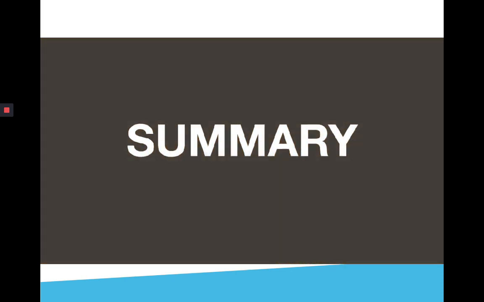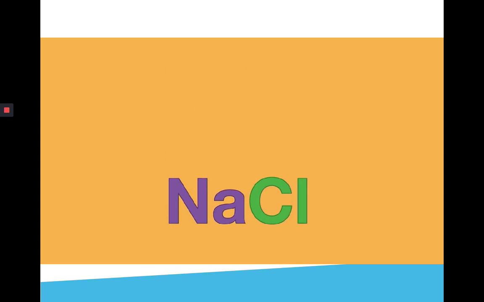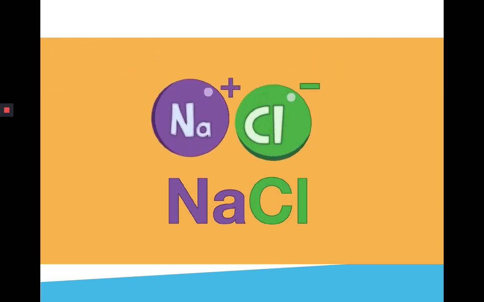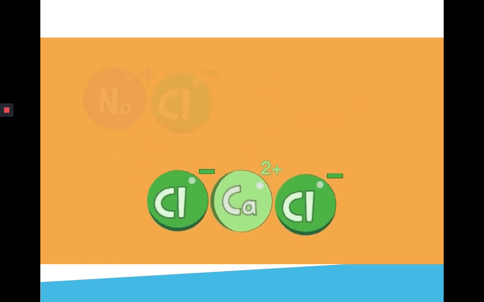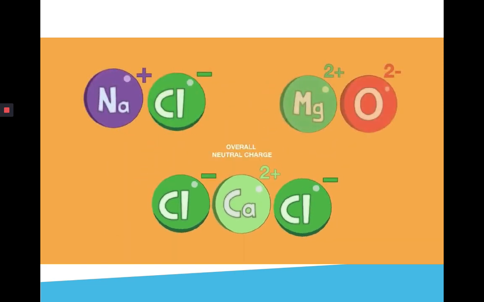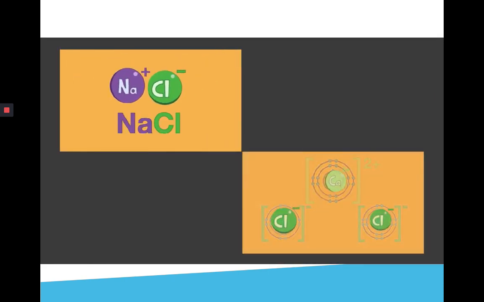In summary, an ionic bond is defined as the electrostatic attraction between oppositely charged ions. When an ionic compound is formed, the charges must be balanced so that the resulting ionic compound has an overall neutral charge.